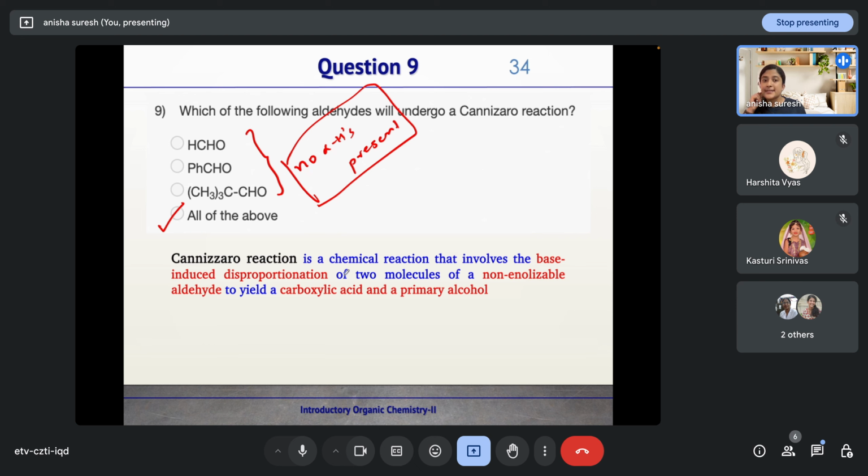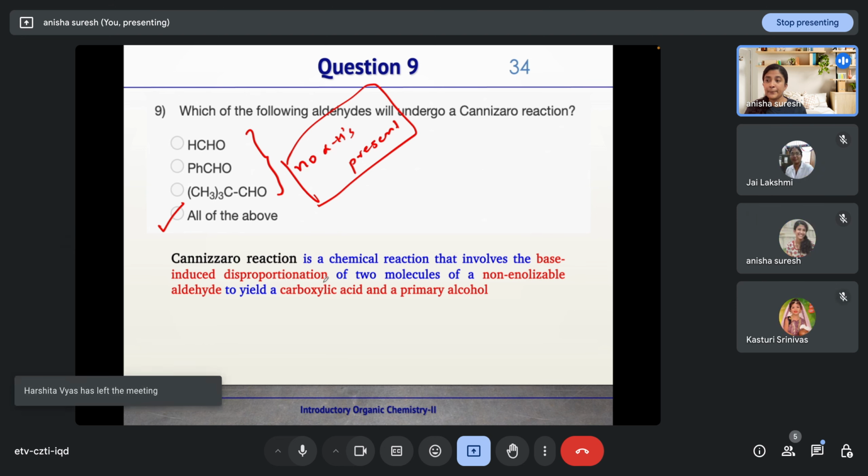The Cannizzaro reaction is a chemical reaction that involves a base-induced disproportionation of two molecules of a non-enolizable aldehyde to give a carboxylic acid and a primary alcohol. As we have seen in the mechanism, it will undergo a base-mediated disproportionation reaction. So here we should have two molecules of a non-enolizable aldehyde, that is, it should not have any alpha hydrogens, and it will lead to formation of a carboxylic acid and a primary alcohol.